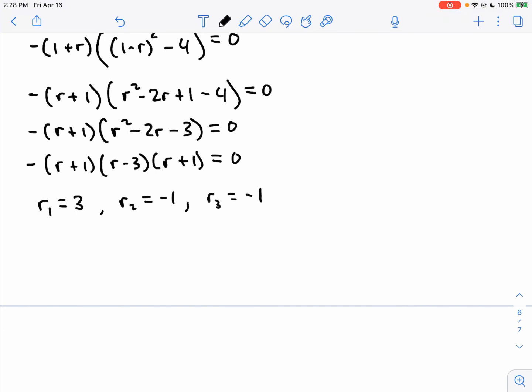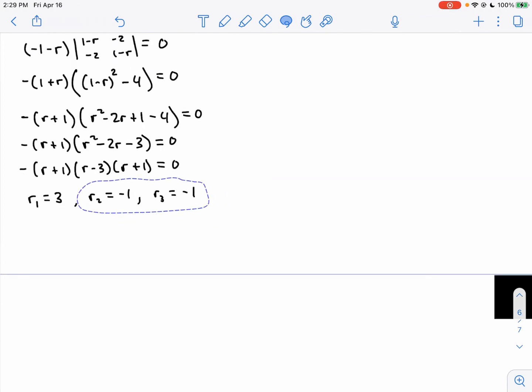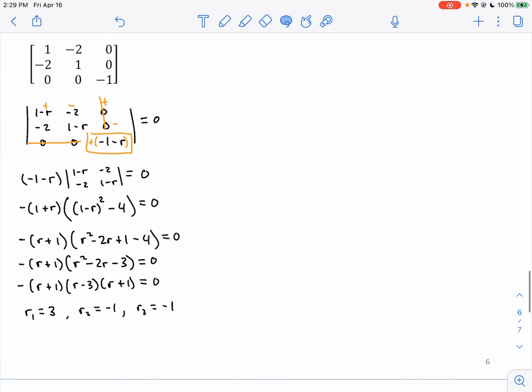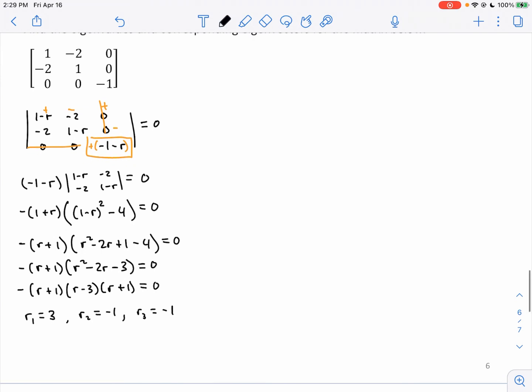So we have a repeated eigenvalue here. We have 2 distinct eigenvalues, but 3 total eigenvalues. Remember, we say that the multiplicity of -1 is 2, meaning it showed up twice as a solution. Okay, so there's the first part. Now we have to do some row operations for each eigenvalue. Let's start with eigenvalue 3, the one that was distinct.